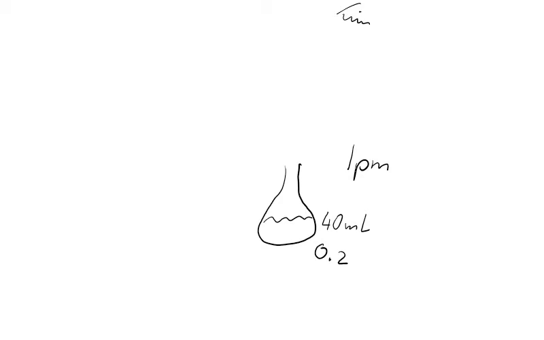Okay, so here is the sketch that I would do. At 1 p.m. we want to have 40 milliliter of a culture where the absorbance, which is an indication of concentration, is 0.2. That's at 1 p.m.